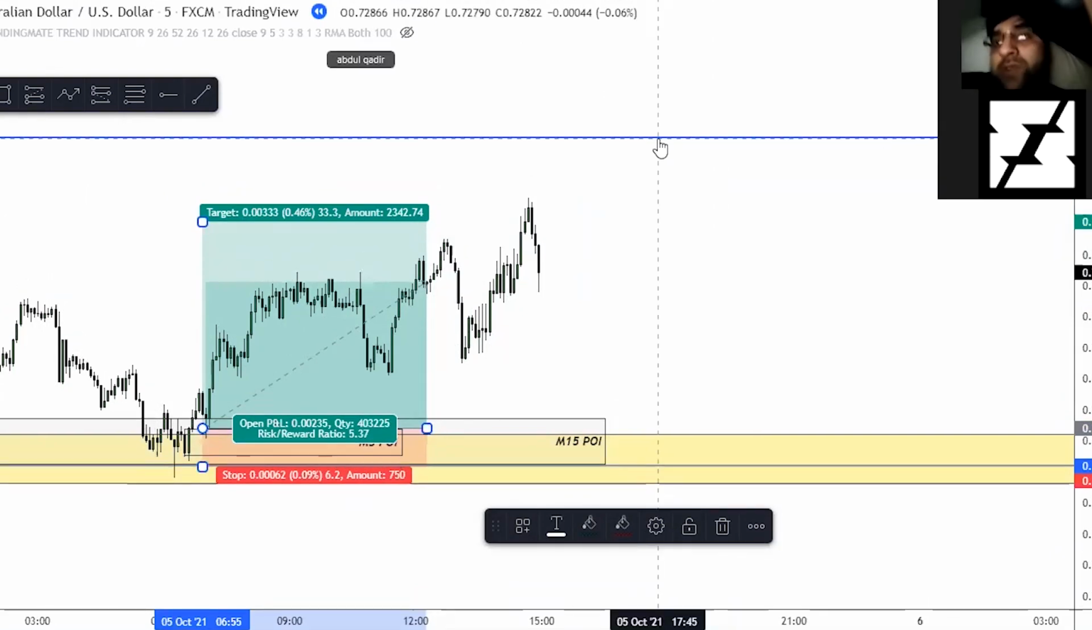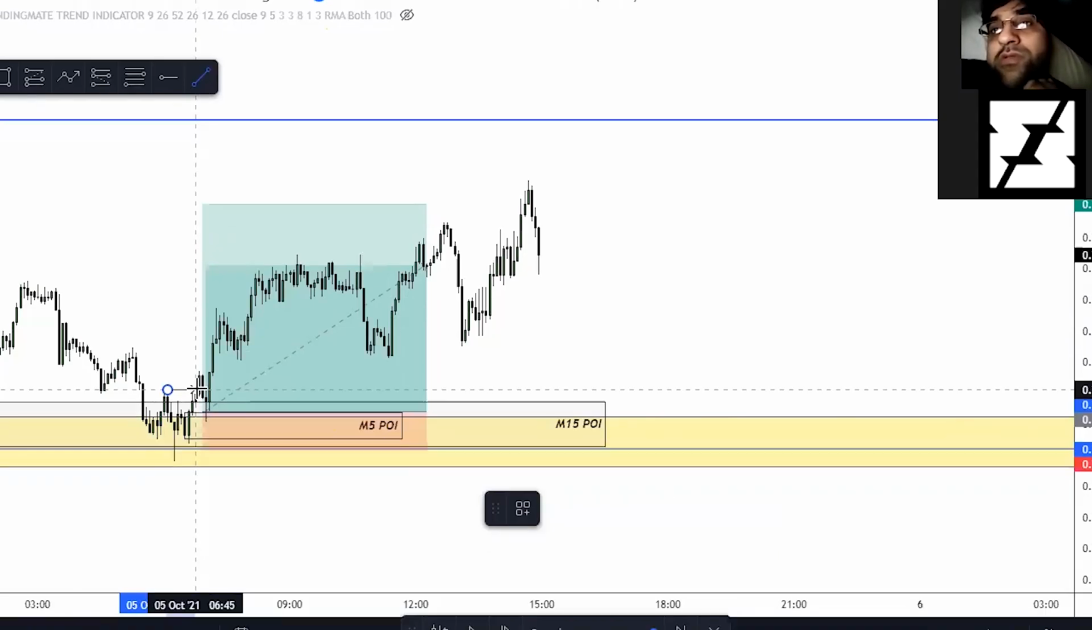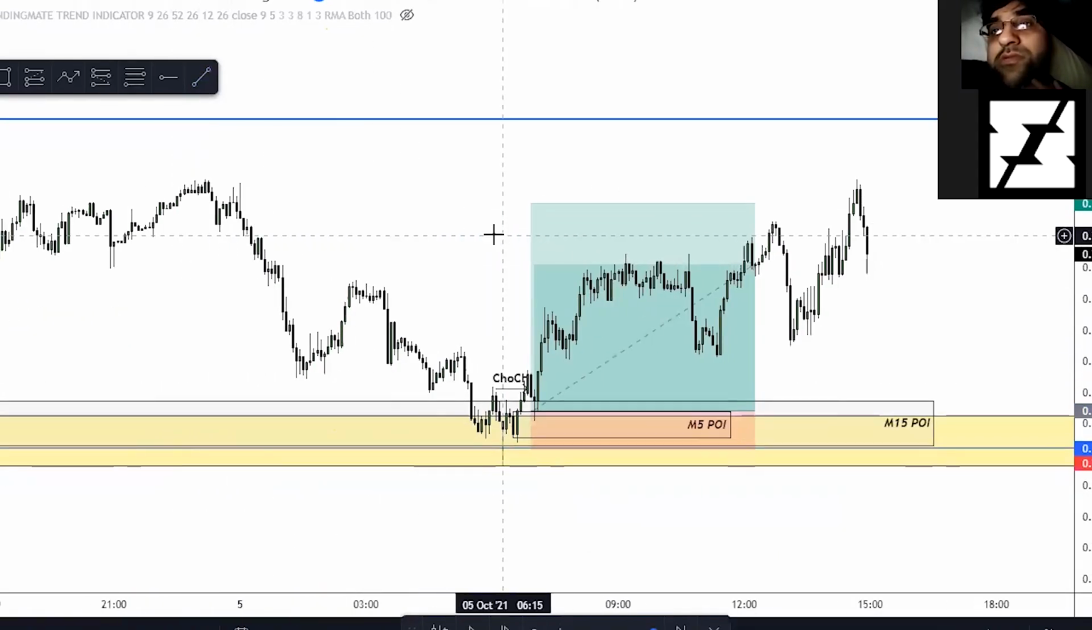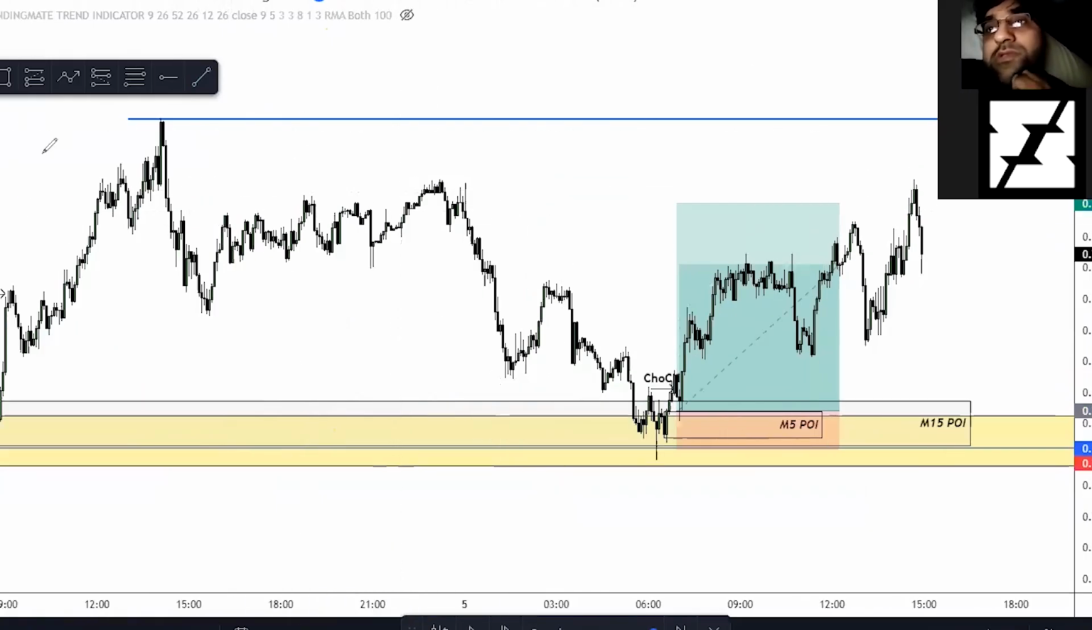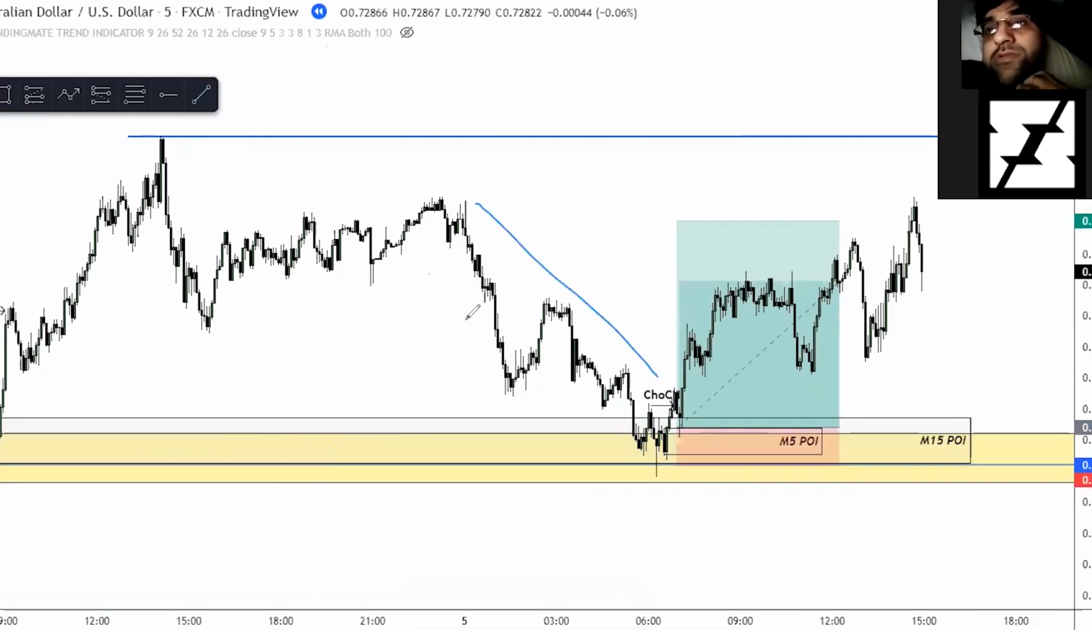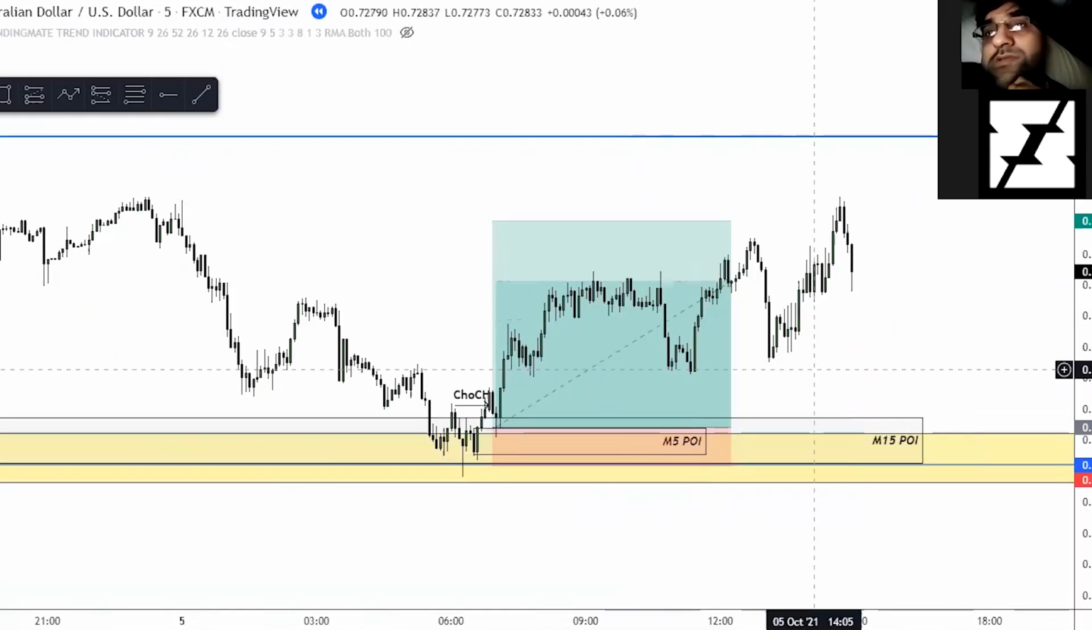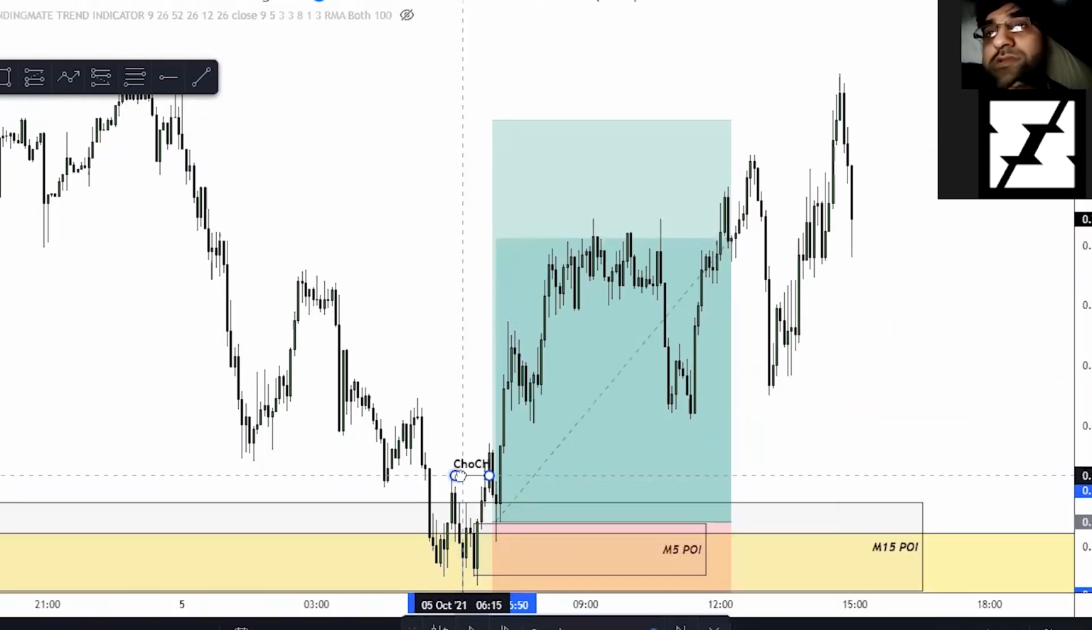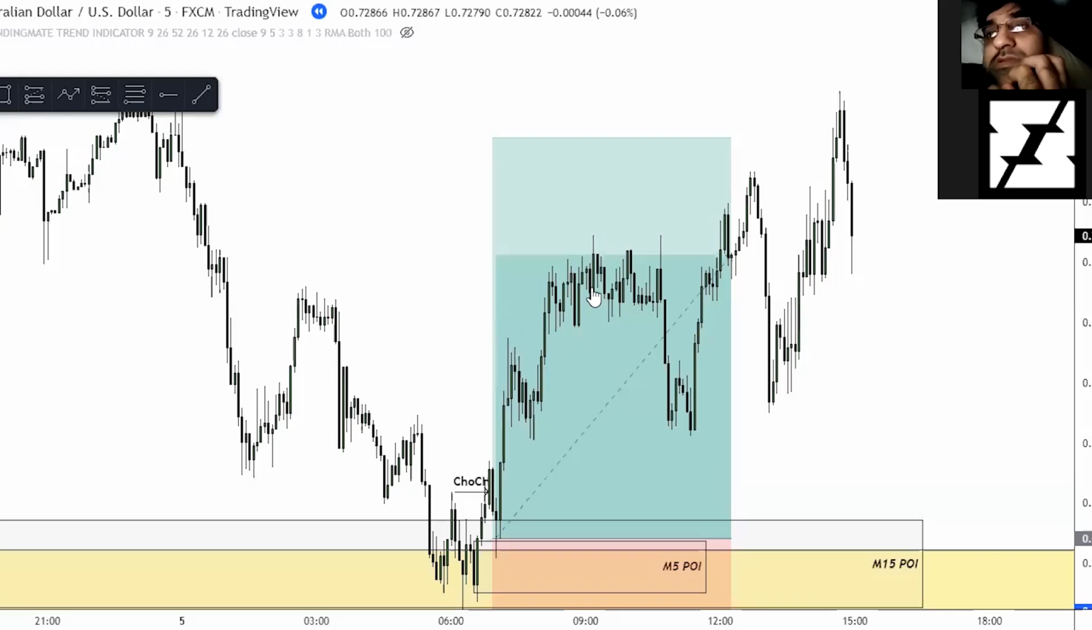A chalk is like a change of character. It's like the POS, but the reversal. As you can see here, this is a chalk because in the smaller time frame structure we got a bearish structure, and then boom, the price goes up. So this is a chalk. It's just like a break of structure, but this is a reversal. It's just the reversal change. It's just very simple stuff.